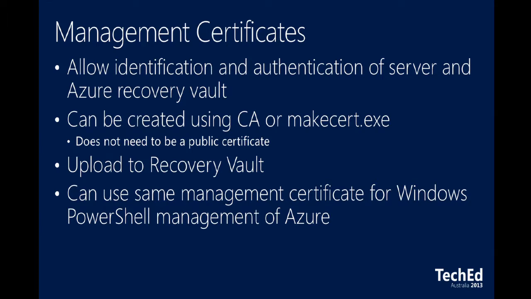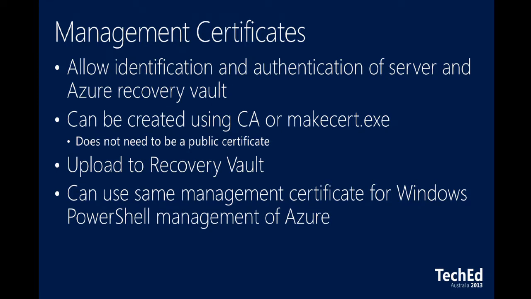Now, there's a couple of ways you can do it. You can go and get one from your CA. But the thing is, for 99% of the time, you don't need a publicly signed certificate. You can actually download a tool that's part of the Visual Studio dev kit called MakeCert, and it's a very small file, and it's a self-signed certificate generator. I'll show you how that works.